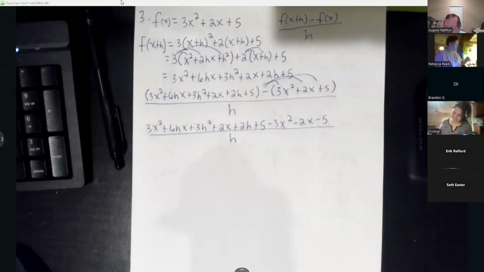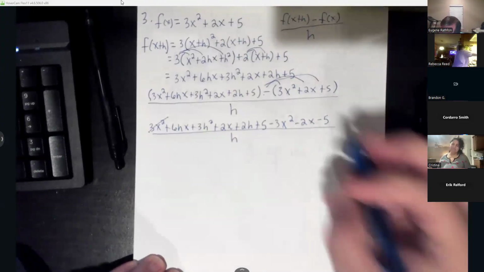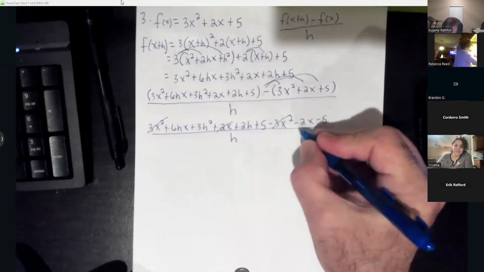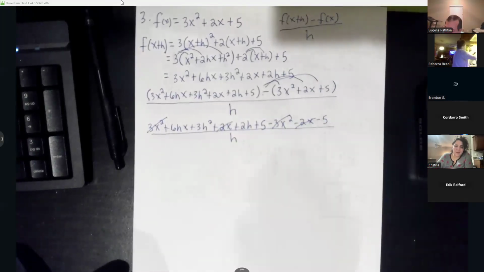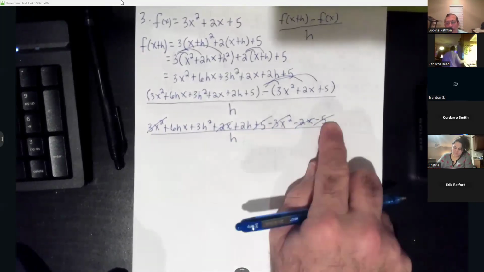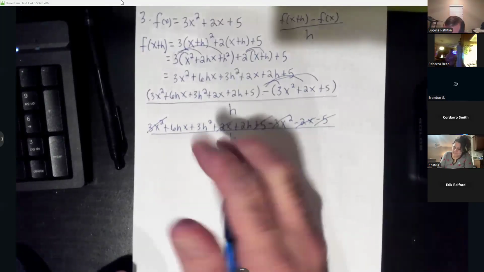All right, y'all, let's get to canceling. 3x squared, you're right about that. So we canceled the 3x squareds. What else was it, y'all? Oh, here's that 2x and that negative 2x. And then that 5 and that negative 5. So all 3 of these canceled again, like we said. So I got 3 things left on top.